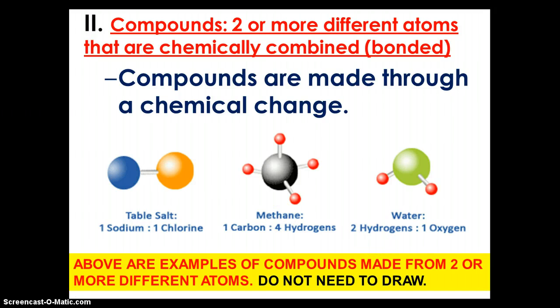For example, table salt is made from 1 sodium and chlorine stuck together. Methane, 1 carbon, and 4 little red hydrogens here stuck together. Water is made from 1 oxygen atom and 2 hydrogen atoms stuck together. These are just examples. You do not need to draw.